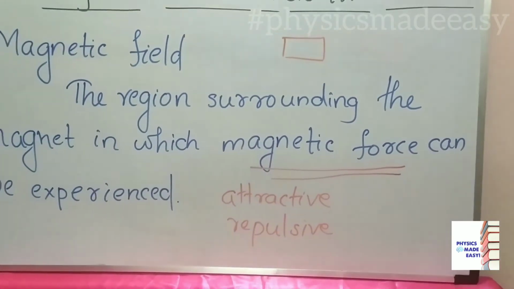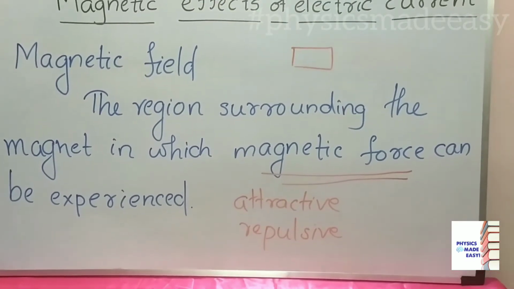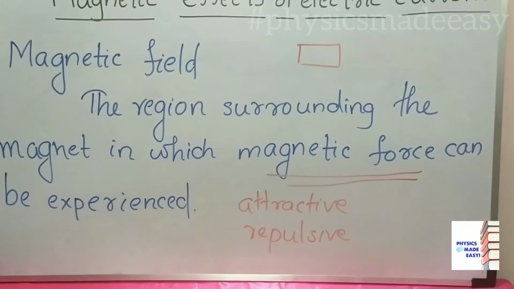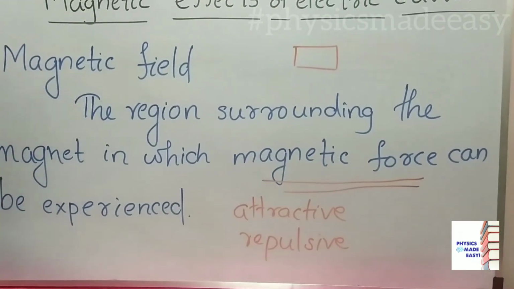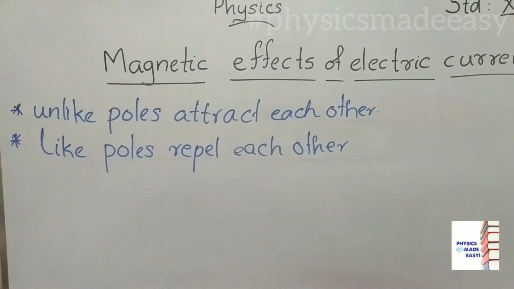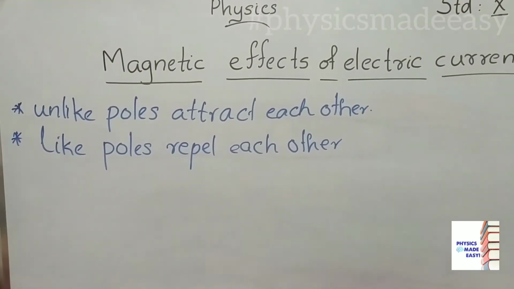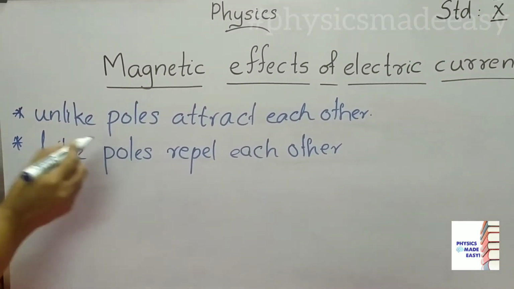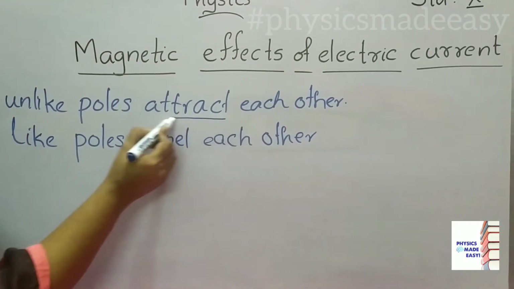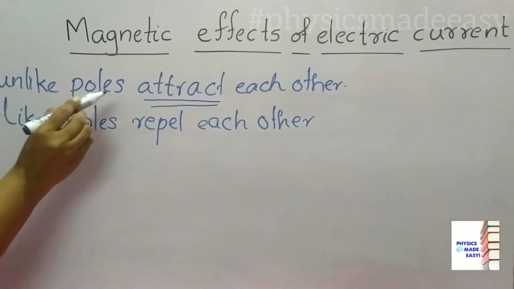Okay, so here we have to discuss the interaction between two magnets. You know a bar magnet has two poles, one is the south pole and the other is the north pole. Here you can see 2 points. This is the law of magnetism. Unlike poles attract each other and like poles repel each other. Here you can see the word attract. So here the force of attraction.